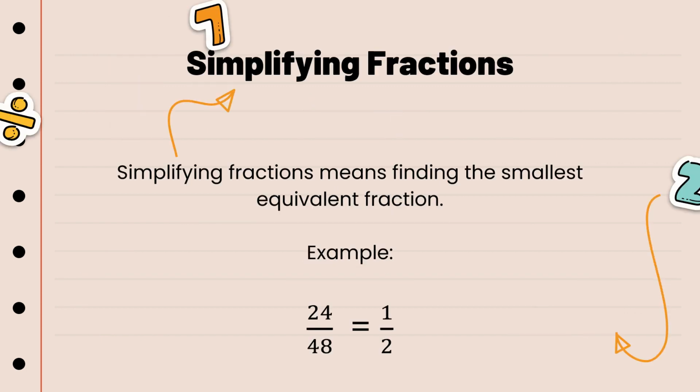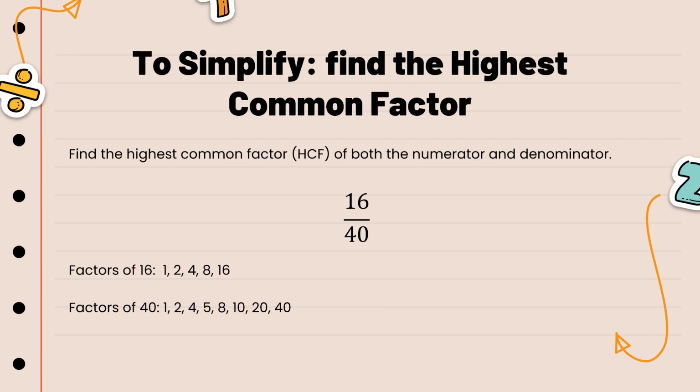Now we're going to continue looking at fractions, and the first thing we're going to do today is look at simplifying fractions. Simplifying fractions means finding the smallest equivalent fraction. When I say smallest, I obviously don't mean by value, because they are equal, that's what equivalent fractions are, but I mean that you'll be using the smallest numbers. So for example, 24 out of 48 is equal to 1 over 2 because 24 is also half of 48.